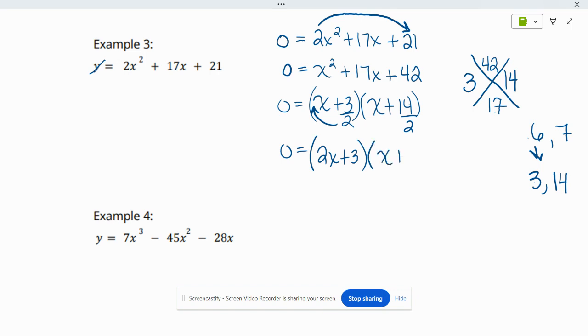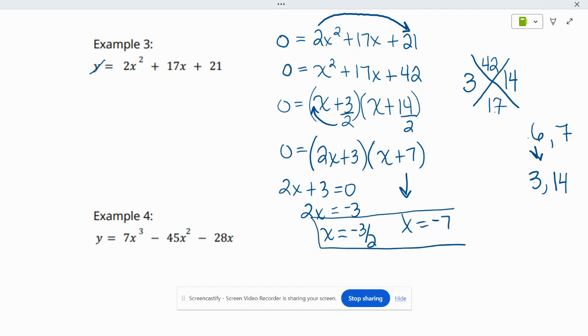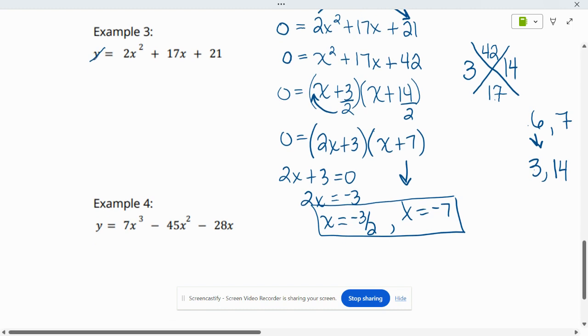Yep. x plus 7. So either 2x plus 3 equals 0, which when I subtract 3 gives me 2x equals negative 3, which means x equals negative 3 halves, or x equals negative 7. Those are my two answers.